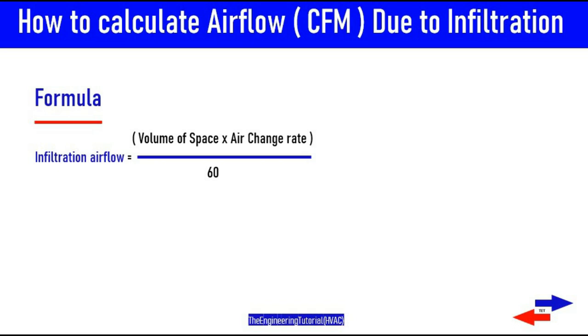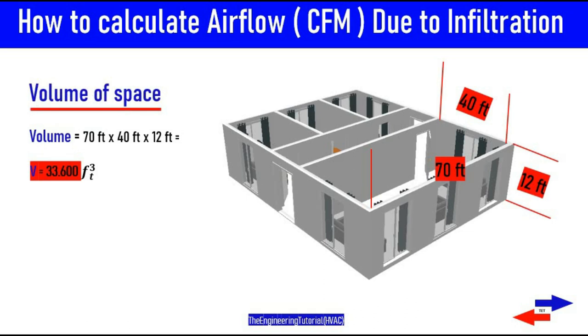The formula used to estimate the airflow due to infiltration is volume of space times air change rate, divided by 60. So let's say we have an office volume of 70 feet times 40 feet times 12 feet, which gives us 33,600 cubic feet of volume.